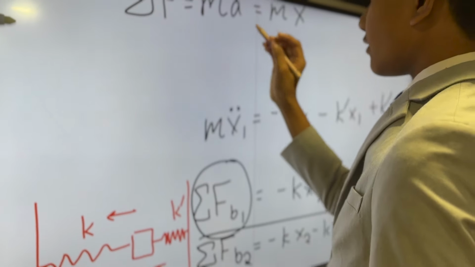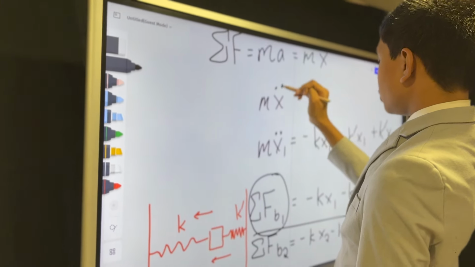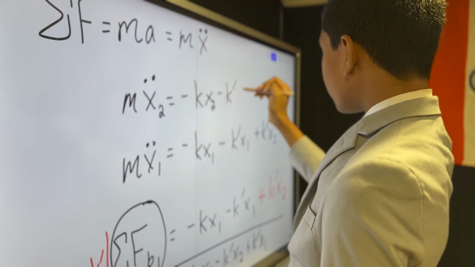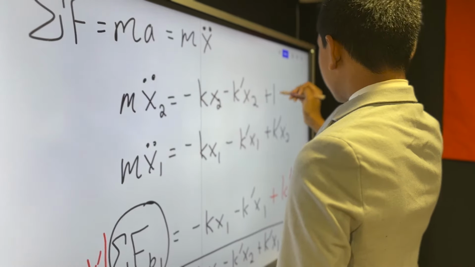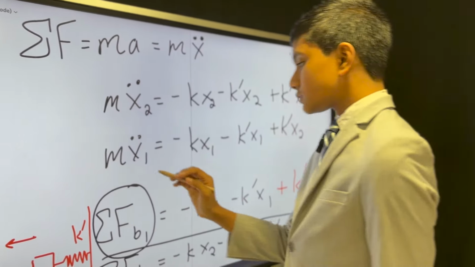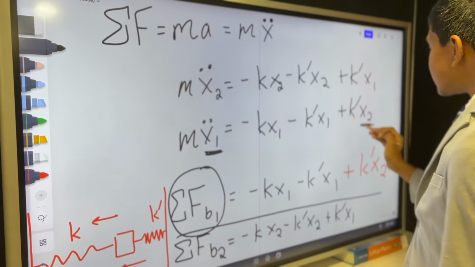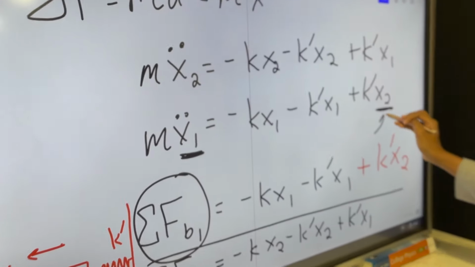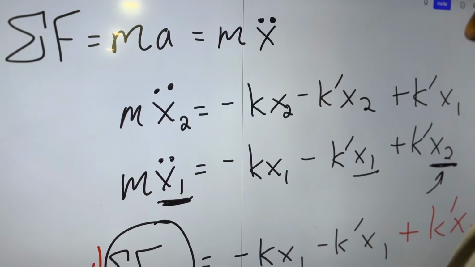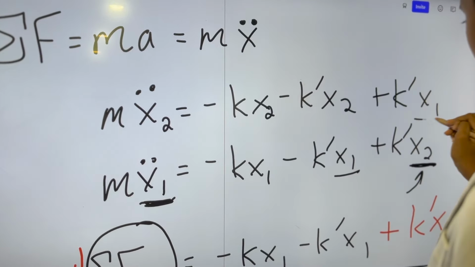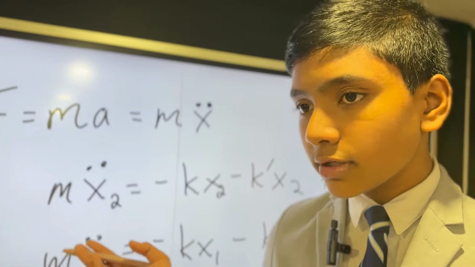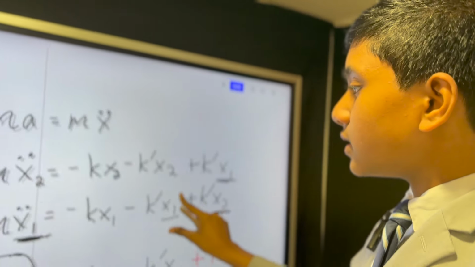And here we have m x2 double dot is equal to minus k x2 minus k prime x2 plus k prime x1. But here's the problem. We have two separate functions in this equation. We don't know what x2 is, but yet we're using it to solve for x1. But maybe we can solve for x2, but wait, that equation uses x1, which we were trying to solve for in the first place. So it seems circular, right? Well, there's actually a solution.